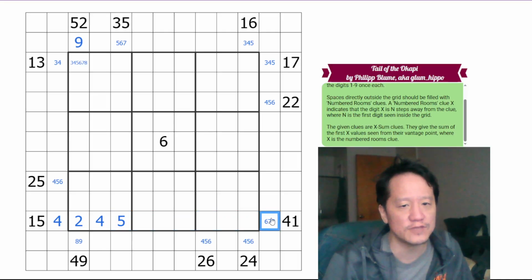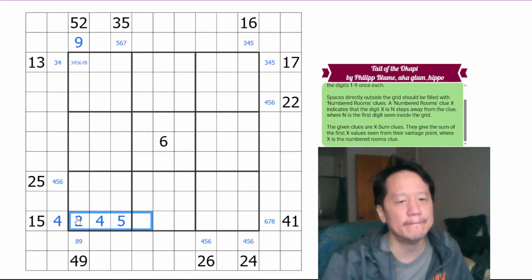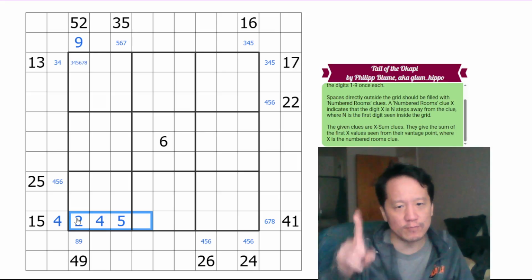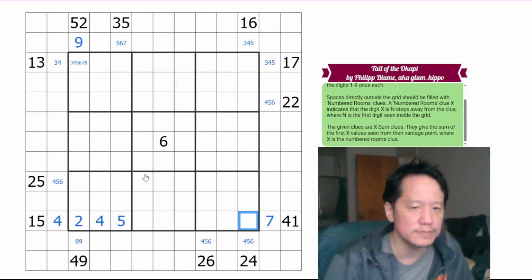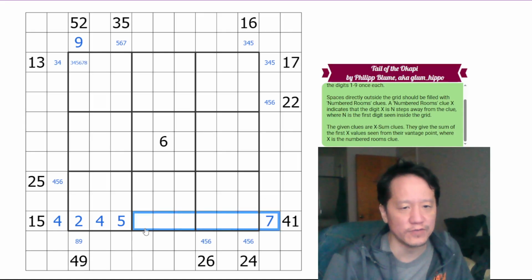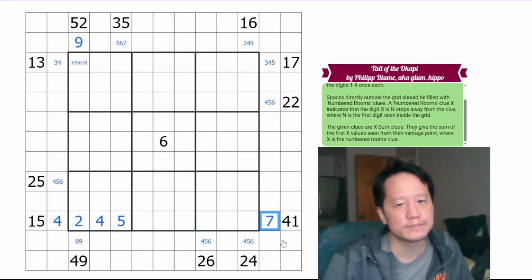It can't be 6. If it's 6, we are missing at least 2, 4, 5, and 1, right? 45 minus 2, 4, 5, and 1 would be 12. So that's 33 plus 6, which would be 39. So it cannot be 6. It cannot be 8. This has to be 7. And we are counting all of these. So 45 minus 11 is 34, plus 7 is 41. So that's satisfied there.